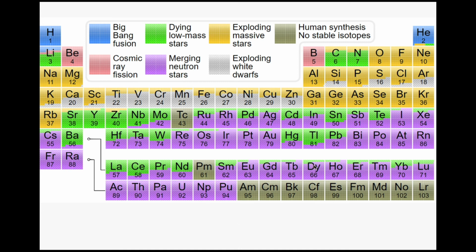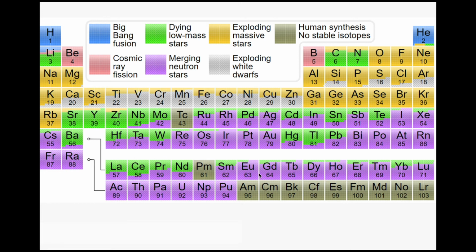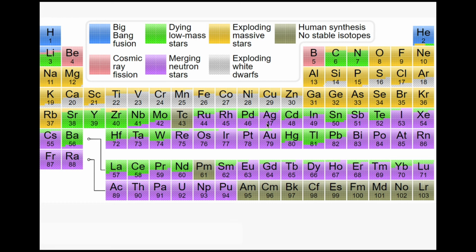But you'll see that a lot of the ones are purple here. So we now know that one of the most common pathways for really big atoms to be produced, especially all these lanthanides and actinides, this particular period that we have there, is actually for them to be made by merging neutron stars. And then you can see the purple spread all throughout this section here.